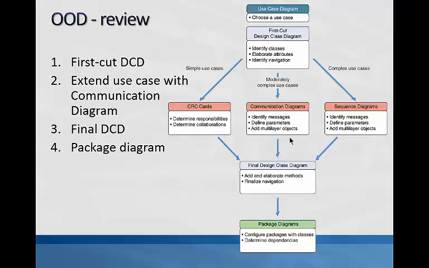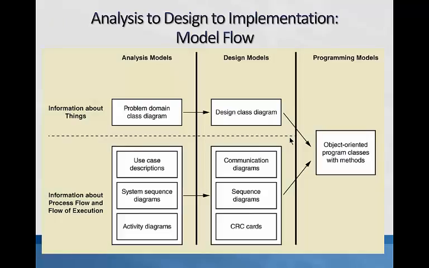At this point in the flow, we will already have developed the first cut design class diagram. Here is the figure that we have seen before, which shows the other analysis models that can be used for detailed design. Note that besides the design class diagram, we also will have access to use case descriptions, system sequence diagrams, and possibly activity diagrams.